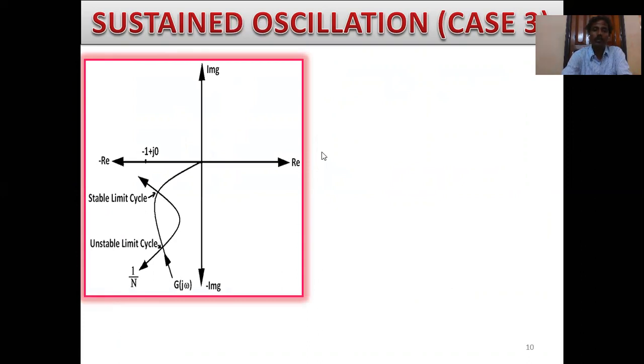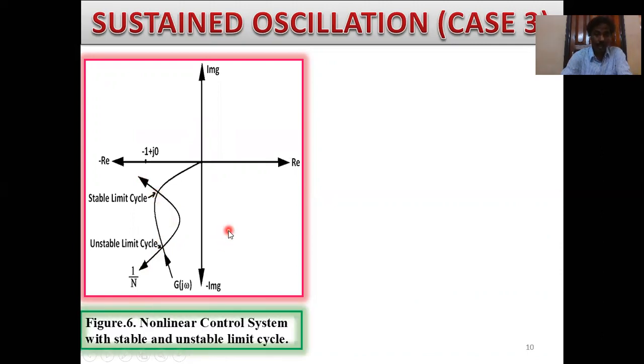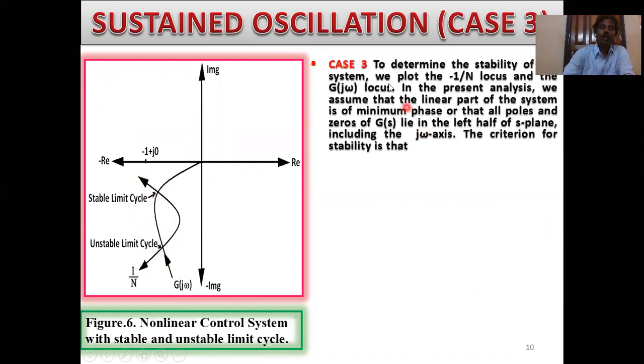For what condition will this be sustained? This is the configuration, and this is the polar plot or z omega plot, and this is the minus 1 by N locus. This is the intersection point 1, and this is intersection point 2. So a limit cycle exists. Nonlinear control system with stable and unstable limit cycle: one limit cycle is unstable, another limit cycle is stable. For case number 3, to determine the stability of the system, we plot the minus 1 by N locus.